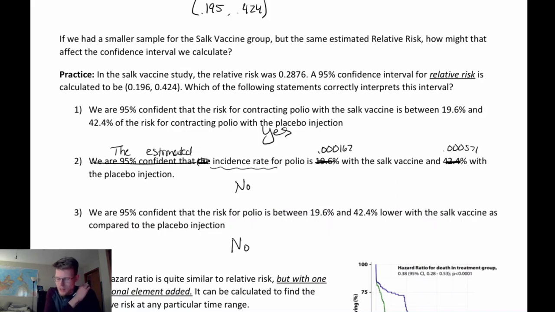And that's because we're not 95% confident that the risk is this much lower, but rather that the risk is this percent of the risk of the other one. So it's kind of that tricky, nuanced phrasing. We don't interpret a relative risk as this percent lower or this percent higher, but it's this percent of the other. All right, we'll stop there.